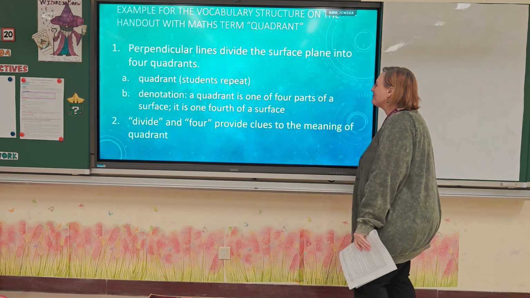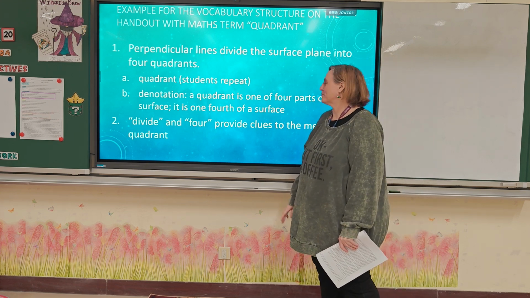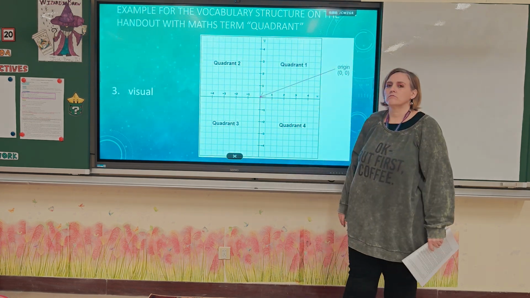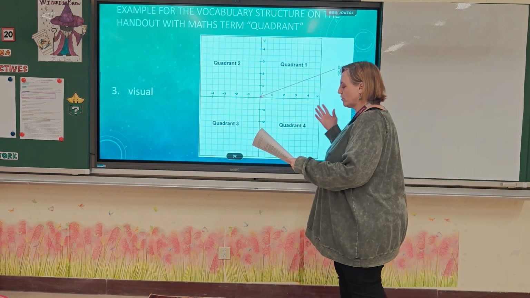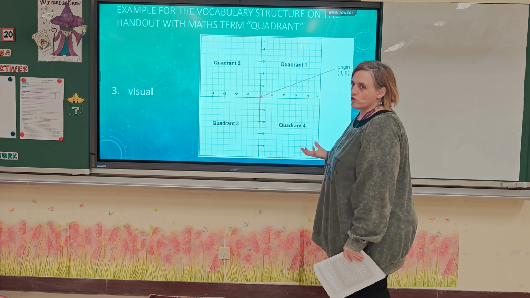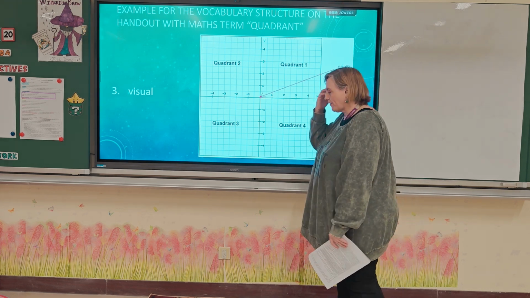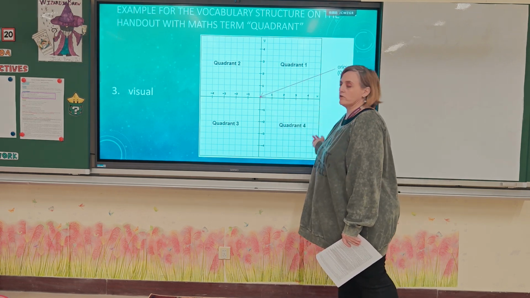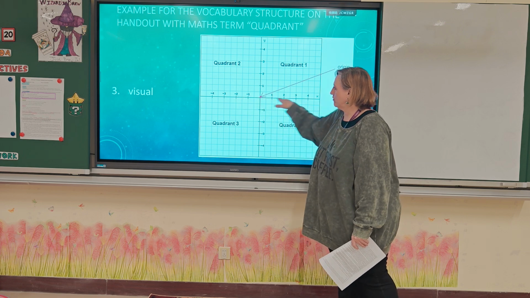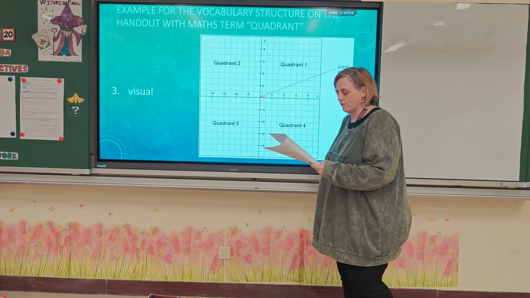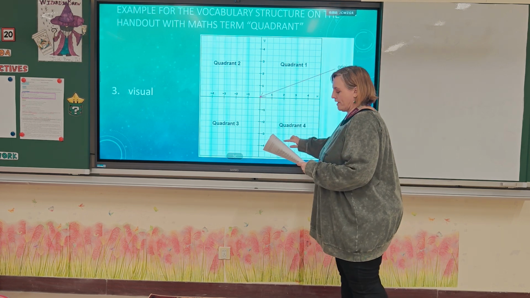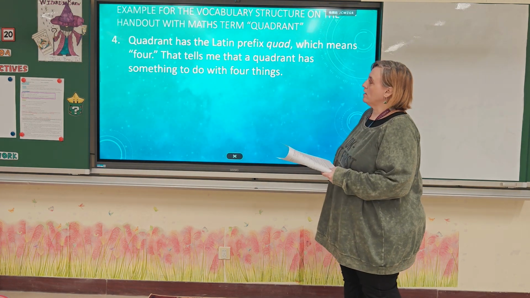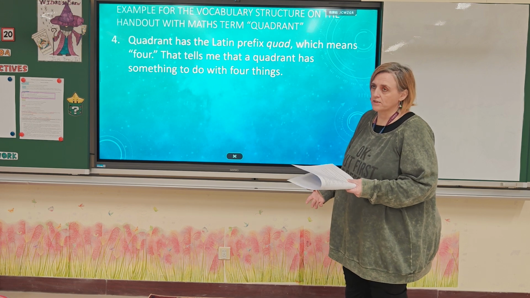Perpendicular, right? Okay, so I know some math terms. Moving on. Then you want to give them a visual. Okay, so the next step is to use some kind of text feature to solidify an image in their mind or solidify the meaning in their mind. So then we see our quadrants, perpendicular. Okay, so you can kind of explain that a little bit. Okay, and then we move into the roots and affixes as necessary.